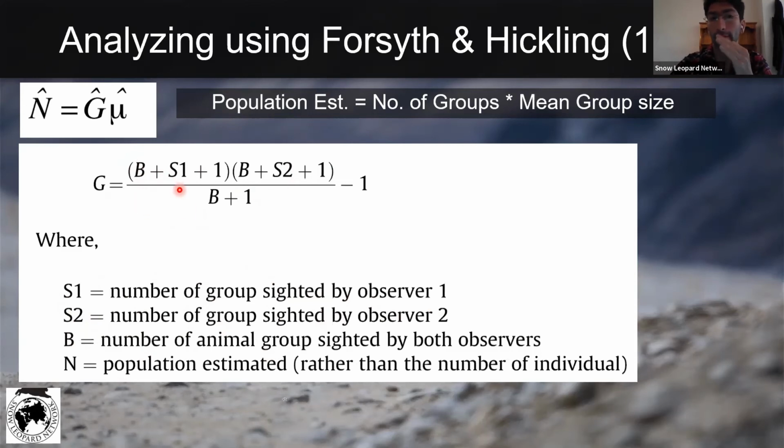And when you see that, it becomes quite a straightforward calculation really. One can do it in Excel or even on a calculator. So it's a very simple way of analyzing double observer data to arrive at a population estimate. All you're using is the mean group size, the total number of groups captured by both, and single captures by observer 1 and observer 2.